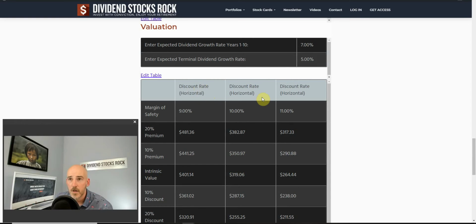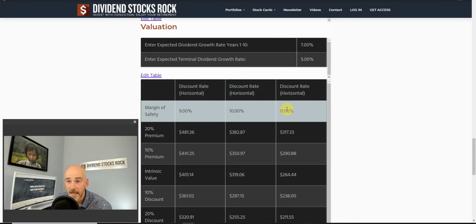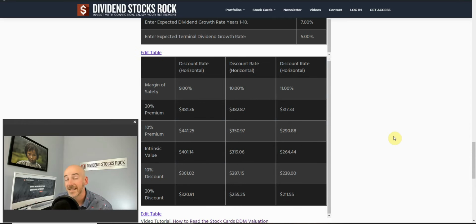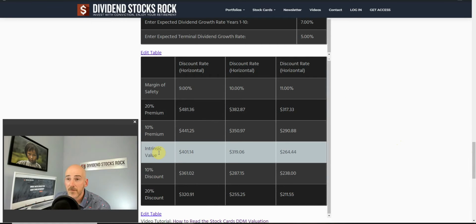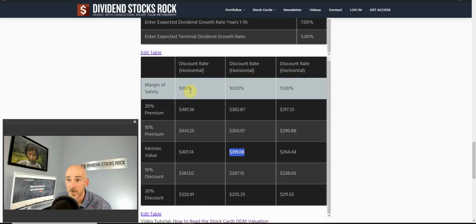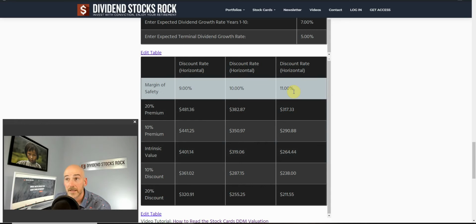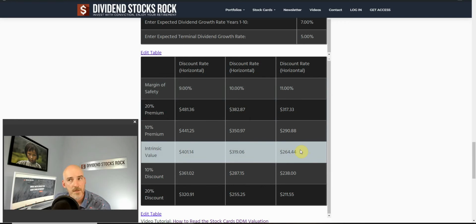So depending on stocks, we use either a 9, 10, or 11 discount rate, and we publish the entire chart right here just to show you how sensitive the DDM method is, depending on which kind of number you're using. So the intrinsic value in this case would be 319. But if you use a discount rate of 9%, meaning that you expect 9% return on your investment, then the intrinsic value becomes 400. On the other side, if you expect 11% return on your investment, then the intrinsic value is at 264.